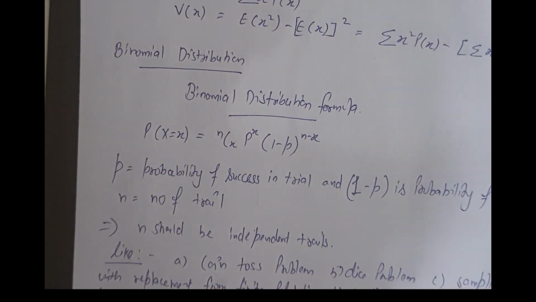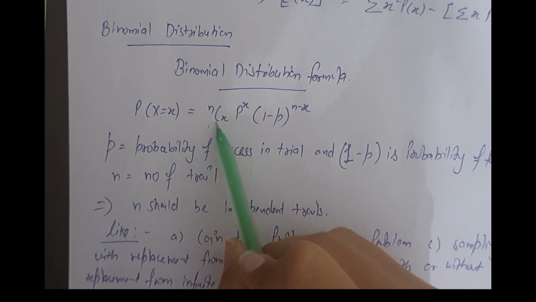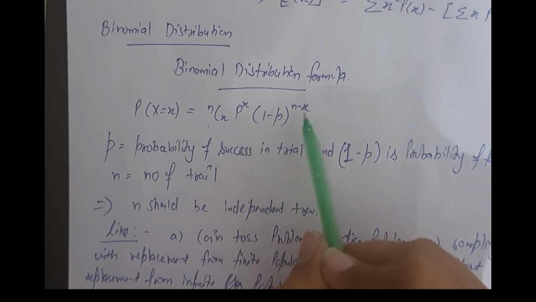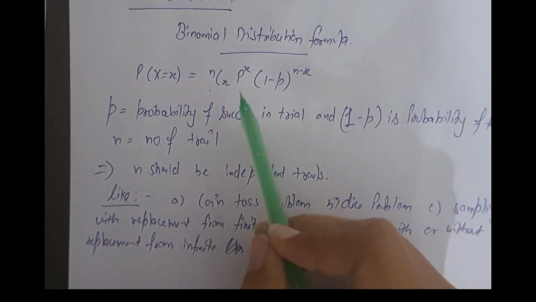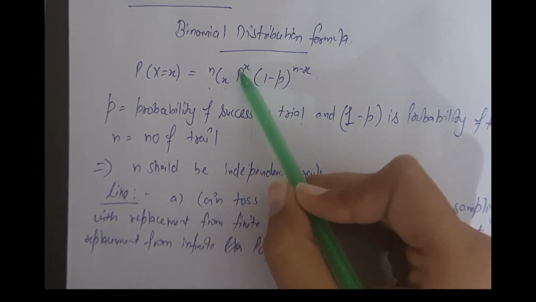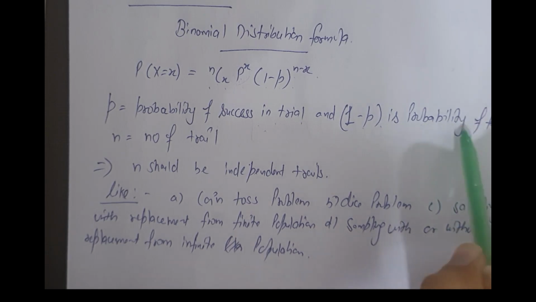Now let's start with binomial distribution. The formula of binomial distribution is nCx into p raised to power x into (1 minus p) raised to power n minus x. Now what is p? Probability of success in a trial. Probability of success is p. 1 minus p is the probability of failure.